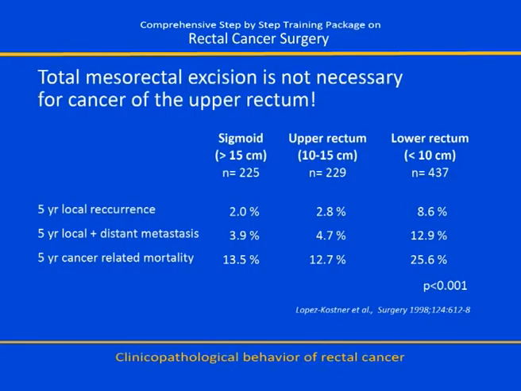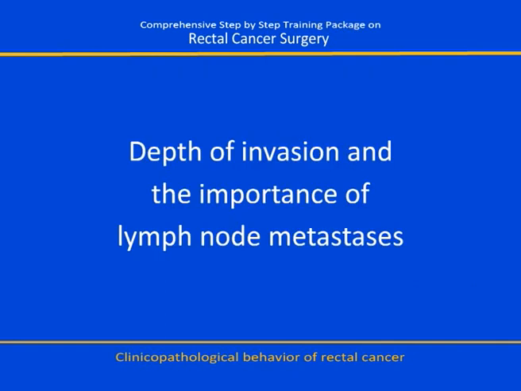The cancers of the upper third differ significantly from those of the middle and lower third. As shown in the slide, 5-year local recurrence rates, local spread, distant metastasis and cancer-related mortality are very different in the tumors of the upper third when compared to the lower rectum. Cancers of the upper third are similar to sigmoid tumors. For these reasons, surgical treatment of upper third rectal cancers will not be covered further here. Phil, will you now talk about depth of invasion and the importance of lymph node metastasis?